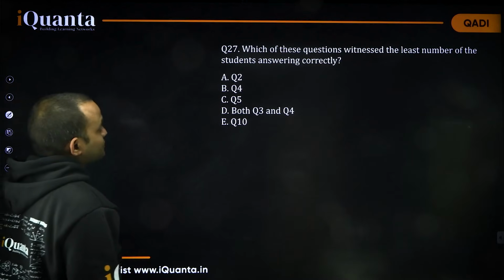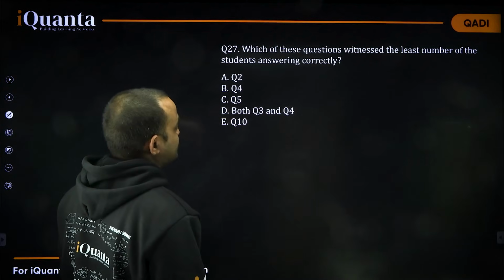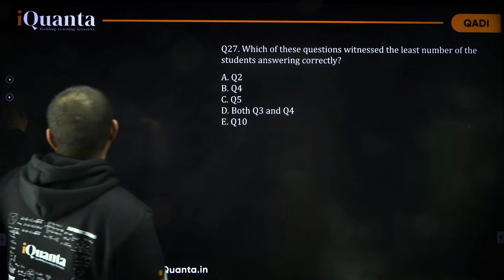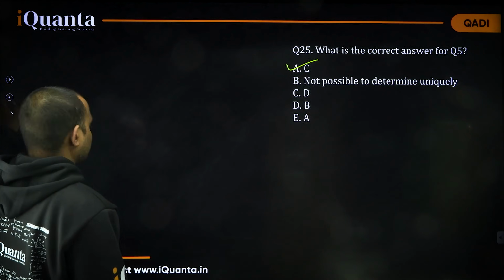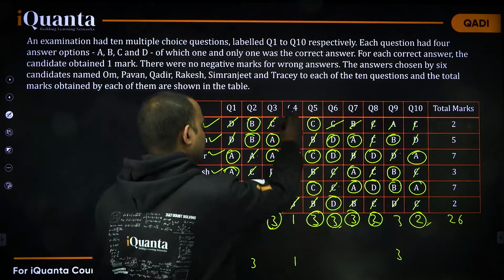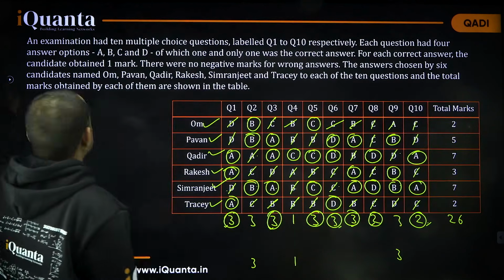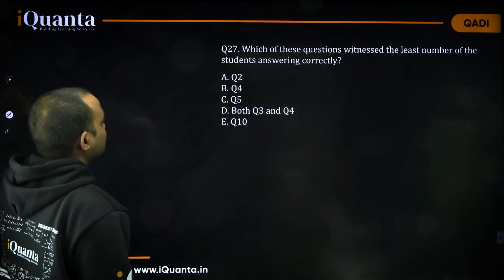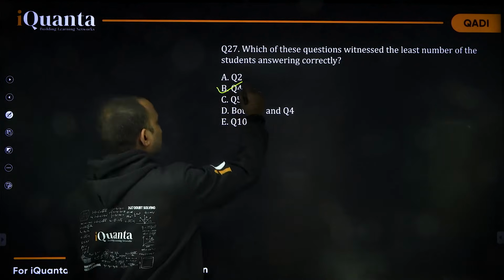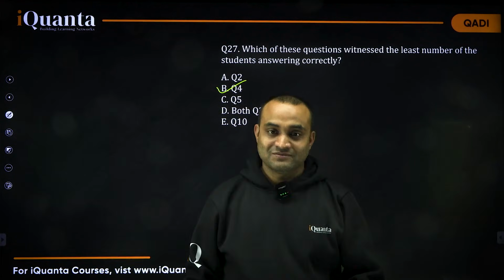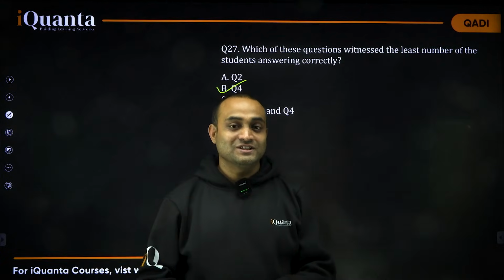And the last one, which of these questions witnessed the least number of students answering correctly? So there was some question which had only one correct response, which was question number 4. Must be a difficult question, right? Question number 4, that is option B. So I hope you understood this solution. Thank you.